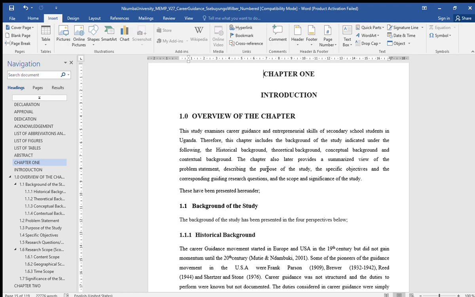overview of the chapter. Someone who is roofing a house, please mute. Okay.